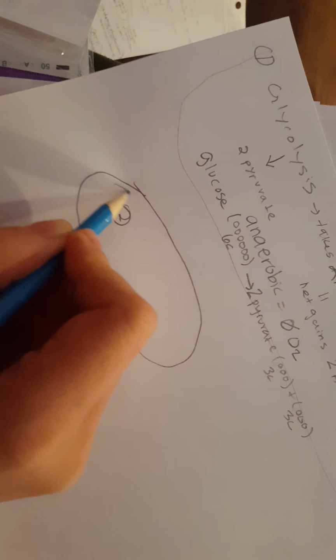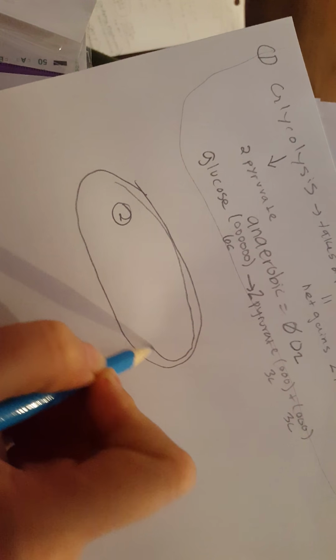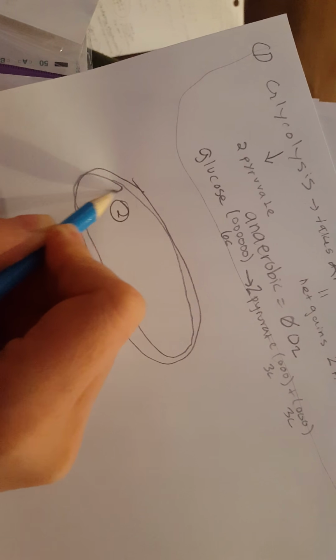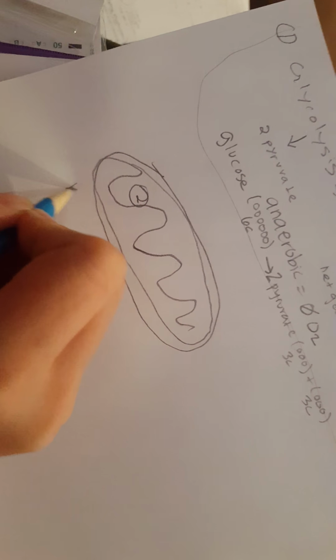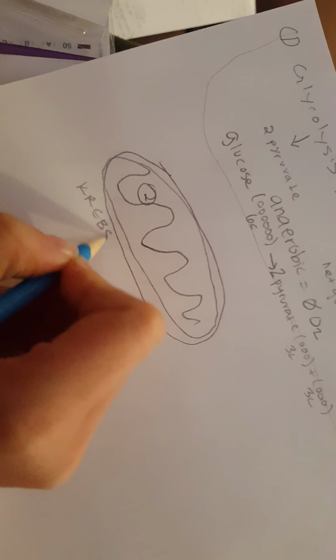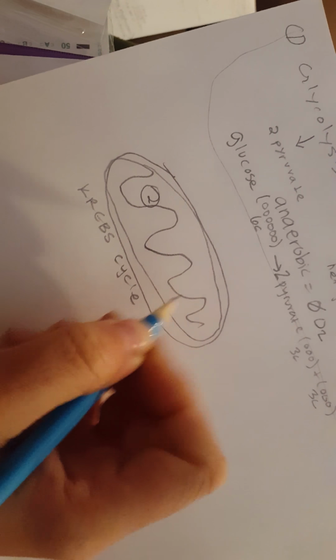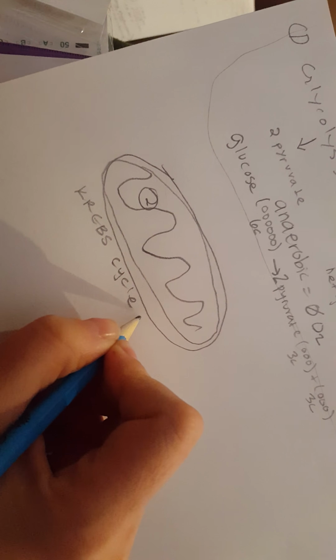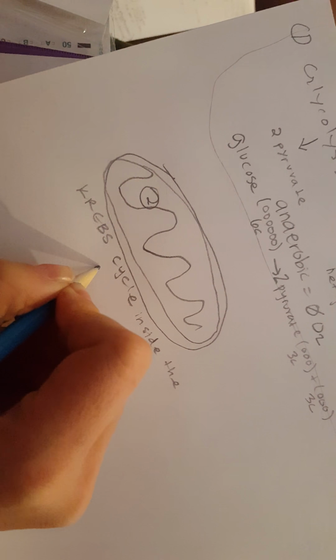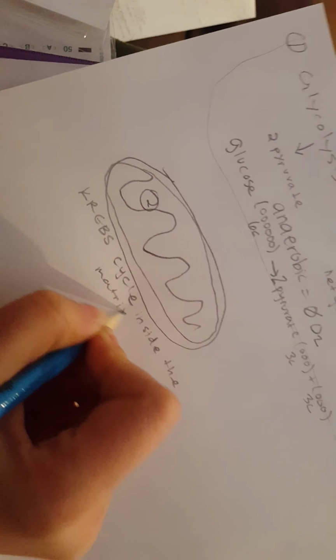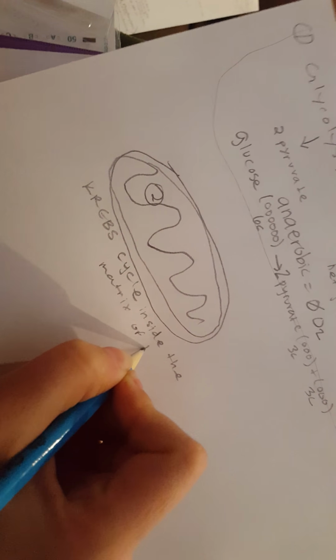If you take a look at this little organelle here, this is supposed to be a mitochondria, but I'm not that really good at drawing. Okay, so the second step is the Krebs cycle. And that's going to take place inside the matrix of the mitochondria.